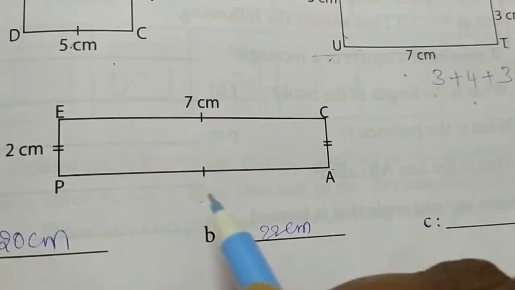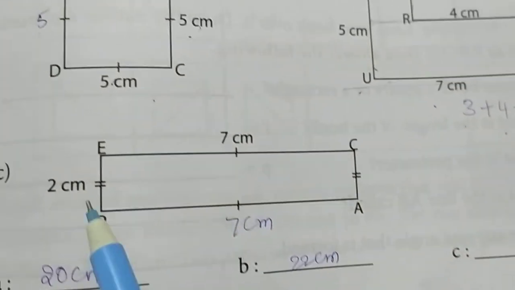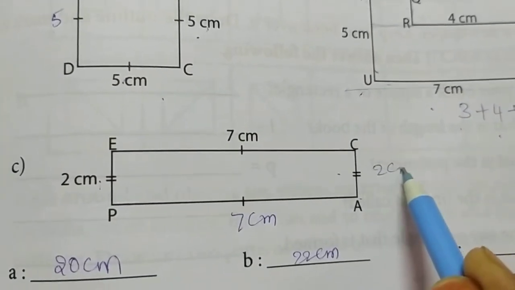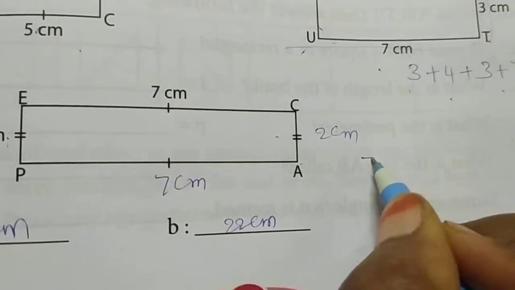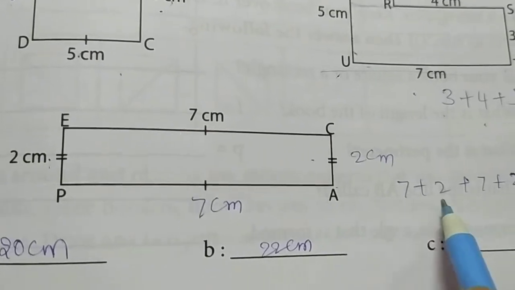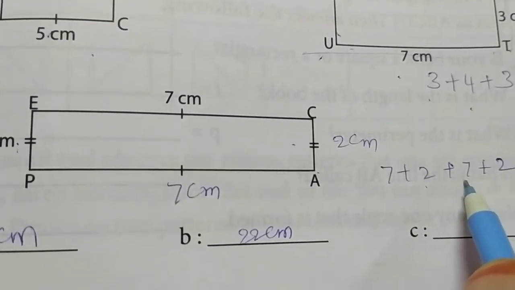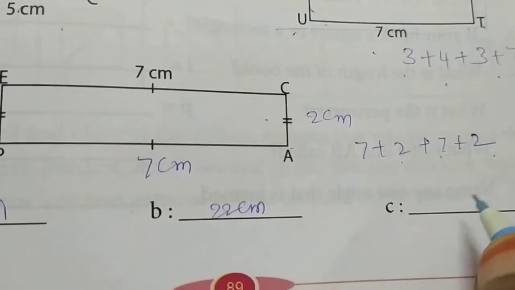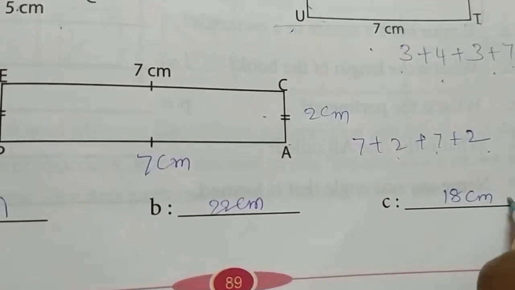Opposite sides are equal. 7 centimeters. And this will be 2 centimeters. 7 plus 2 plus 7 plus 2. 7 plus 2, 9. 9 plus 7, 16. 16 plus 2, 18. 18 centimeters.